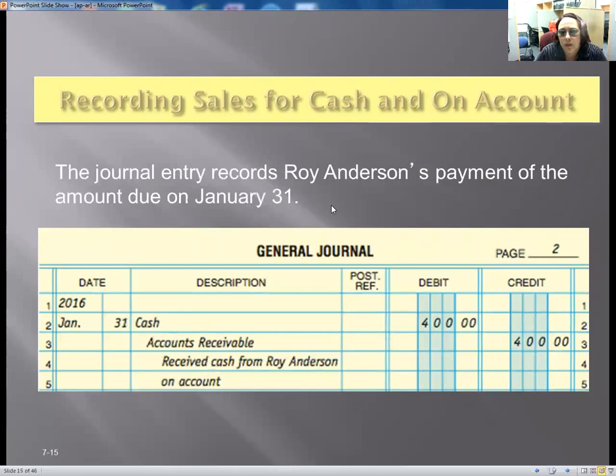Okay, the journal entry, Roy Anderson, payment of the amount due on January 31st. So he paid what he owed. So it would be an inflow of cash, which would be a debit, and then it would be a decrease to your receivables because he's paying off that receivable. And if this was me, if it was a check that we got, then I would put the check number right here just to break it down a little bit better.